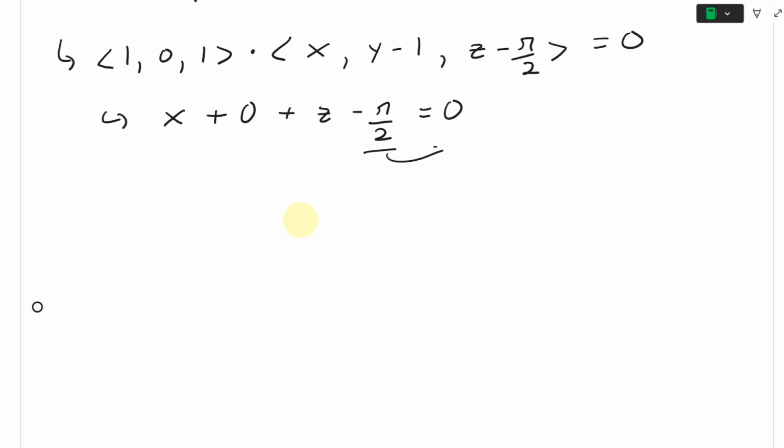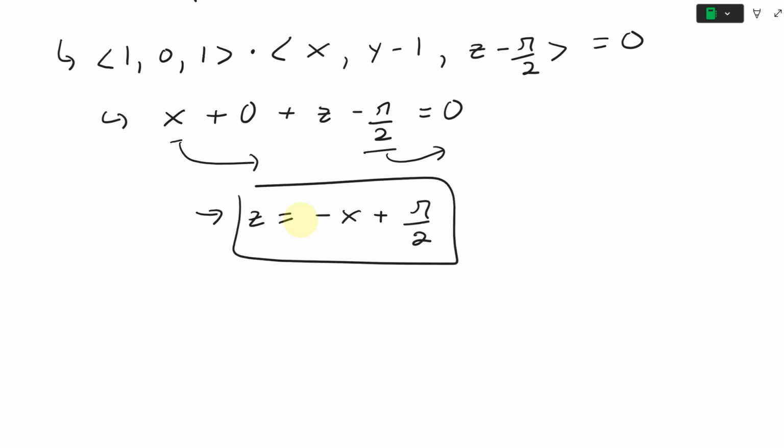So we move this over to the other side, move this over to the other side, we're going to get z is equal to negative x plus pi over 2. Yeah, and it's plus because this is negative, move it over, becomes plus. This is plus, move it over, becomes negative. And this is our osculating plane. All right, so epic stuff there.